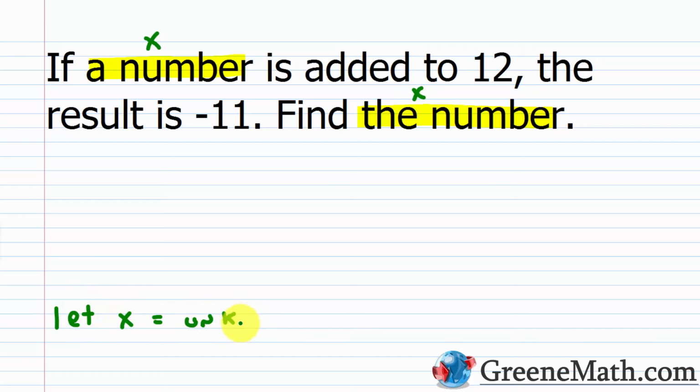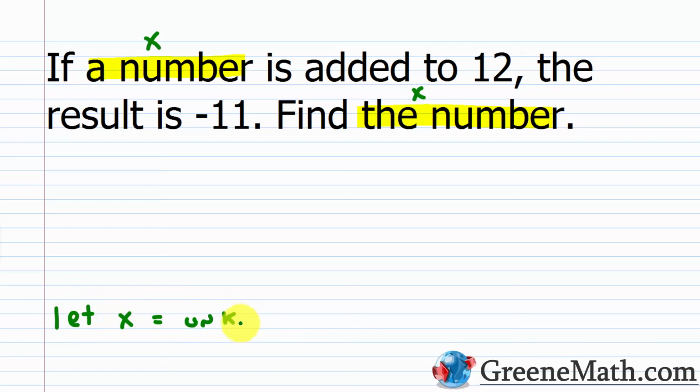And again, if x, so I'm going to read it like that. So if x is added to 12, so is added to just means plus, so x plus and then 12. The result is, okay, in this context, this means equals. Then we have negative 11, okay? So if x is added to 12, so x plus 12, the result is, or the result equals, negative 11. So that's how we got our equation.